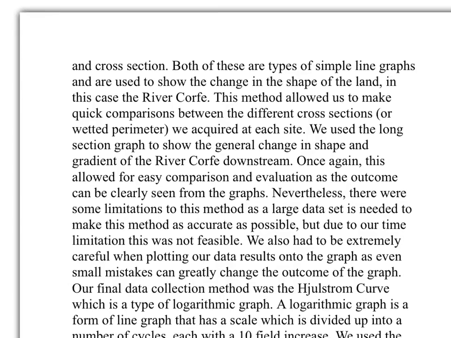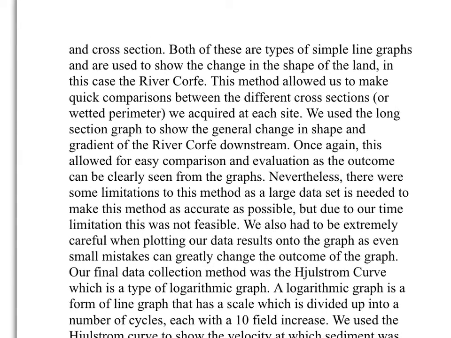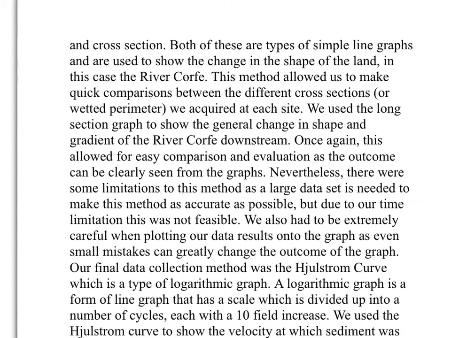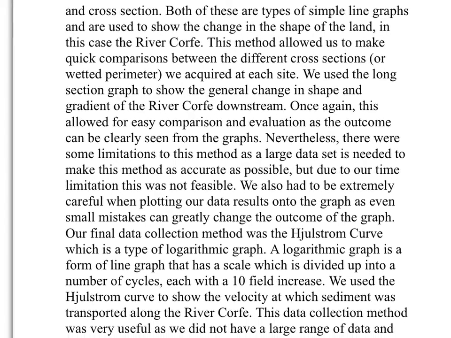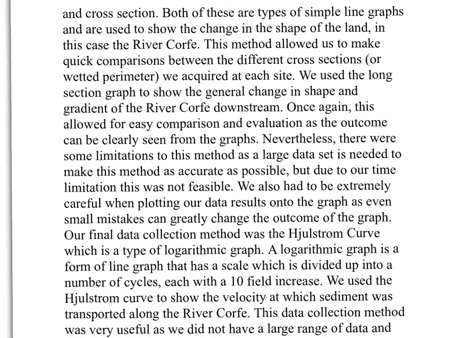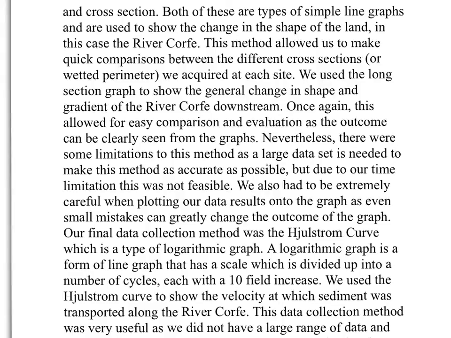Both of these are types of line graph. Okay, I'm just scanning through here, cross section at each site, and once again, this allows easy comparison, very similar to what we've just read in the previous one. We also had to be extremely careful when plotting our data. Okay, that's some fine things there. But what I really want here is actually some mention of the data. I'm looking for the word anomaly. I'm looking for words like pattern, for correlation, and I'm not seeing that. I'm sorry, Ellie, about that. But that's what I'm looking for.